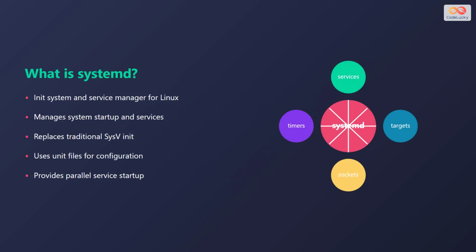Systemctl is an init system and service manager for Linux operating systems. It manages the system startup process and the various services that run on the system. Systemctl replaces the traditional sysv init system, offering improved features and performance. Systemctl uses unit files for configuration, allowing for a structured and standardized approach to service management. One of the key benefits of systemctl is its ability to start services in parallel, which significantly speeds up the system boot time. The diagram shows the systemctl at the center managing various components like services, targets, sockets, and timers.